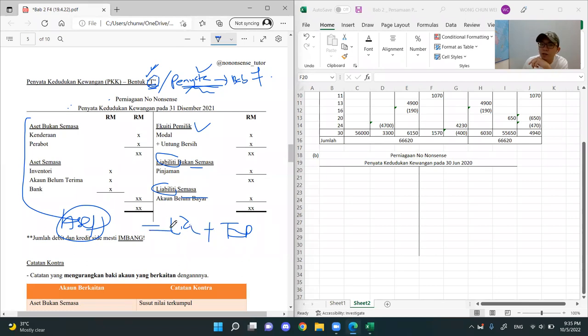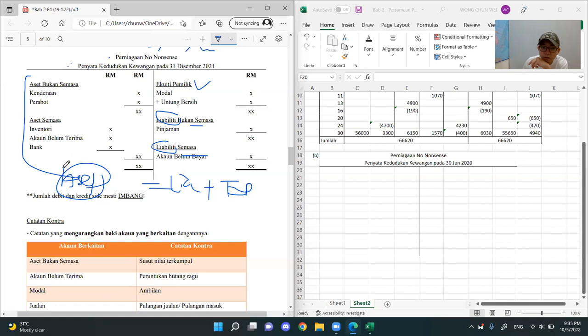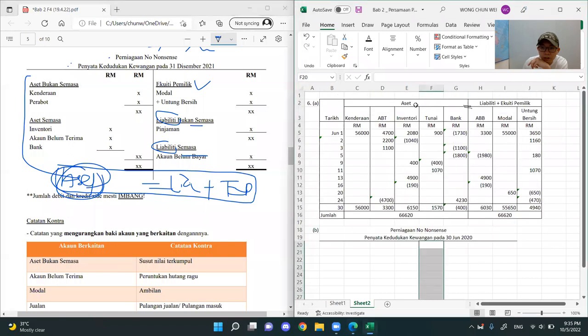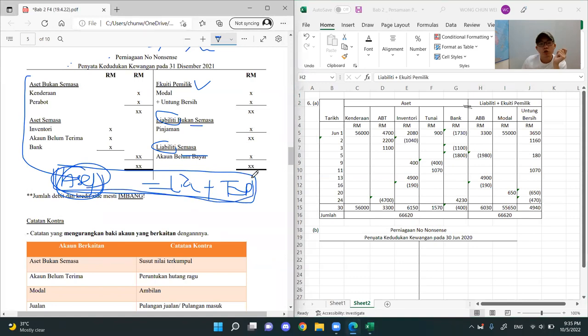Does it ring a bell? Is it something very familiar? Your asset equals your liability plus equity pemilik, which is this one. That's why I say this formula is super basic, that each and every accountant or accounting student must know. So you just have to know the asset is here, either asset bukan semasa or asset semasa, and the liability plus equity pemilik will all be on this side, the credit side. Okay, now let's try.